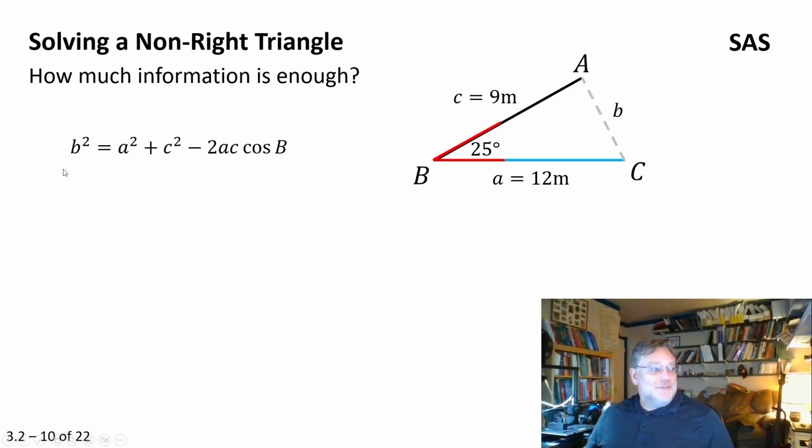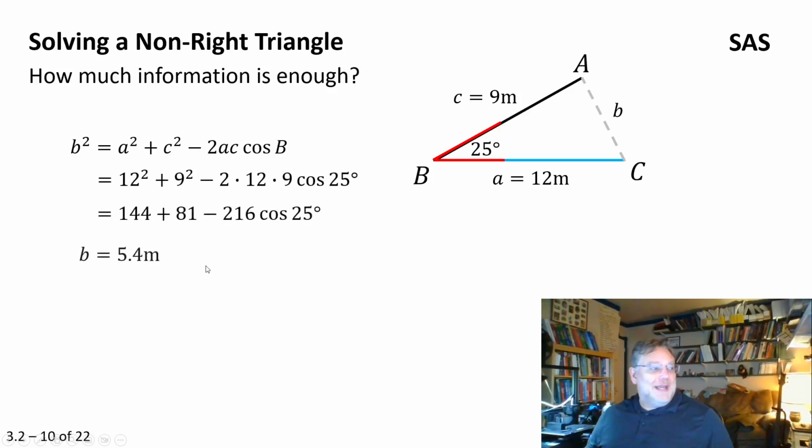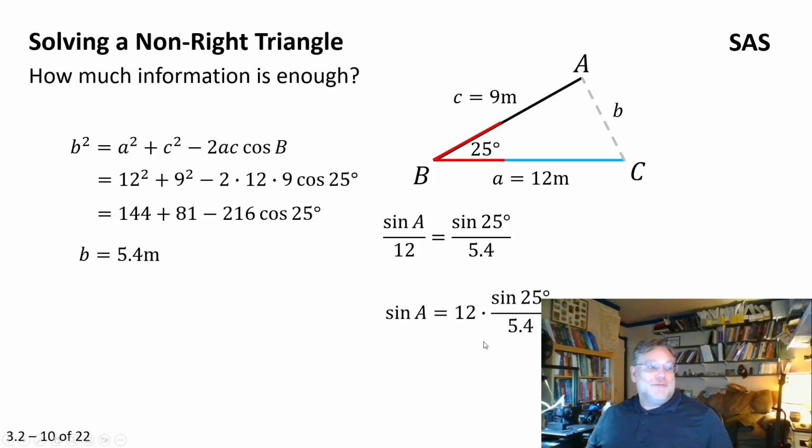So let's solve this for B squared. When we do that, we plug everything in here and we get 5.4 meters. All right, so we know that side B here is 5.4 meters. We can then use the law of sines here to be able to solve for angle A.